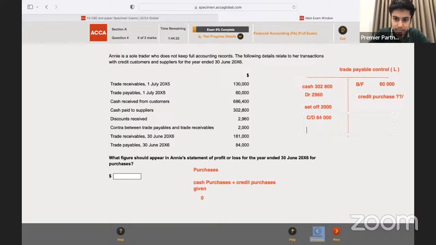So the total will be this way: 302,800 plus 2960 plus 2000 plus 84,000. No, I think something went wrong with my calculation. 302,800 plus 2,960 plus 2000 plus 84,000. Here the answer is 391,760. Same thing will go here also.